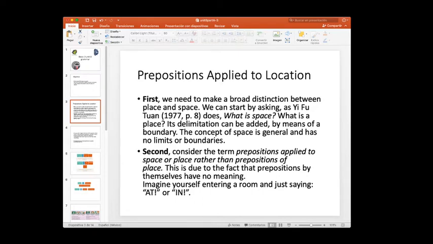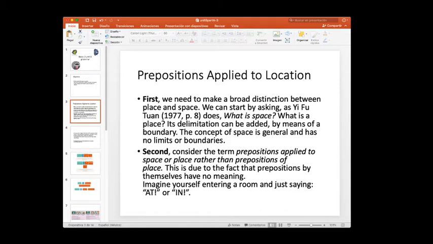First, we need to make a broad distinction between place and space. We can start by asking, as Figure 1 does, what is a space? What is a place? A place's delimitation can be added by means of a boundary. The concept of a space is general and has no limits or boundaries. Okay?